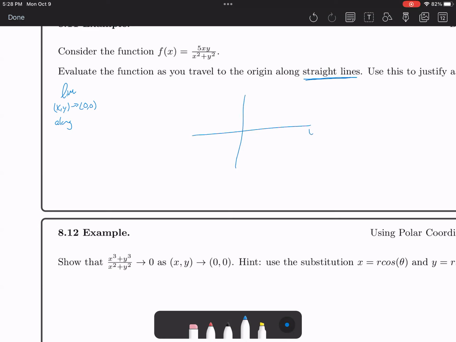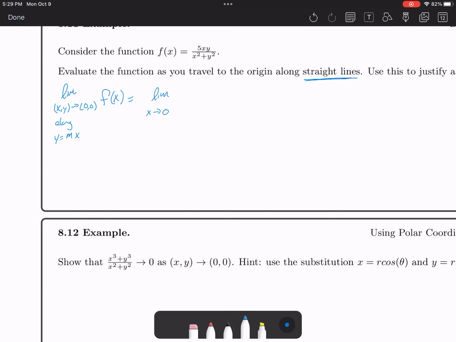Right? So if there's my origin, there's x, there's y, here's the origin. Then traveling along straight lines is you traveling along y is equal to mx plus b's, but the b has to be 0 because you want to hit the origin. So let's travel along lines that look like x, and the y value is some multiple of x. All right, so here's our function, and let's go after it.